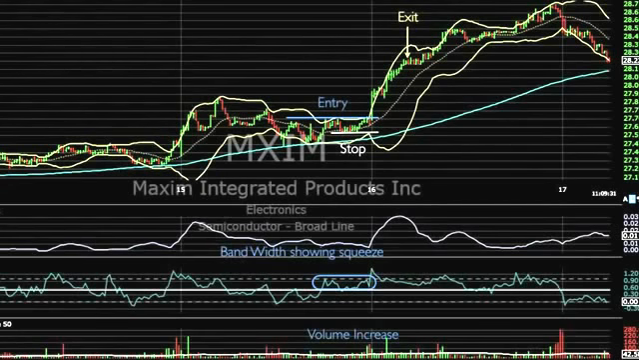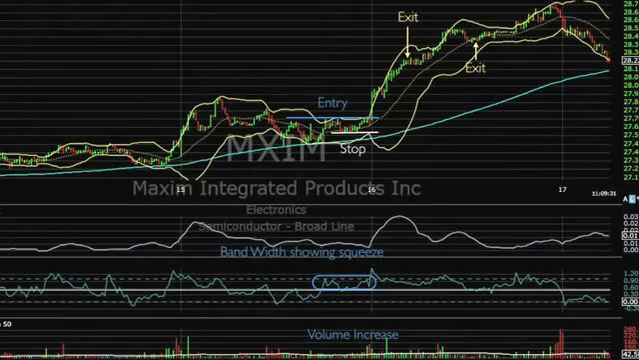Your exit here is when it starts pulling away from the MA. We're trading sideways, not away from the MA, but pulling away from the upper band. It's moving sideways away from the upper band. And your final exit here is when it closes below the moving average.